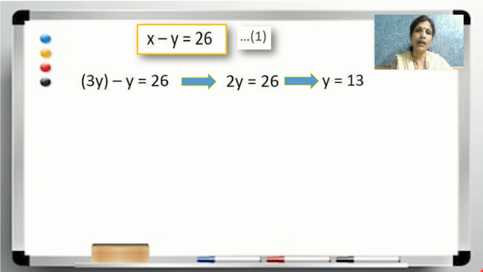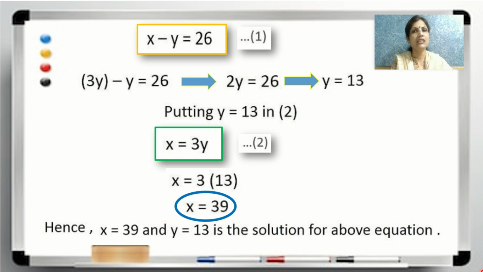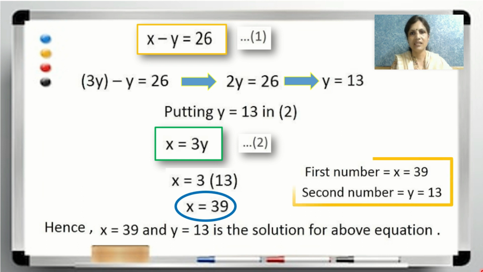So we got the value of y. Now we'll put this value of y in equation 2. Our equation 2 is x is equal to 3y. So we get x is equal to 3 into 13, and 3 into 13 is 39. So x is equal to 39. So we have got both the values. The value of x is 39 and that of y is 13, and this is the solution of the given equations. So we can say our first, larger number, which we have taken as x, is 39 and the smaller number is 13, and this is our answer.